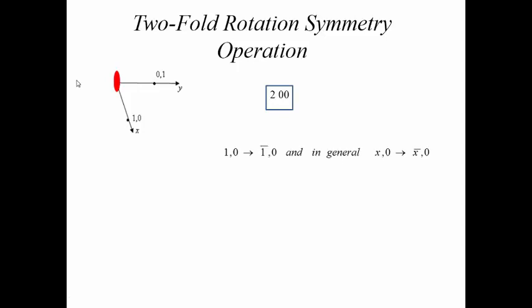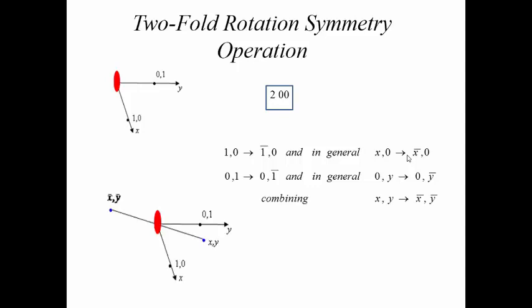So in general, we can have 1, 0 goes to 1 bar, 0, or x, 0 goes to x bar, 0. Similarly, 0, 1 goes to 0, 1 bar, and in general 0, y goes to 0, y bar, and we combine them, x, y goes to x bar, y bar. And we can see here, here's our x, y, here's our axes, and when we do the twofold, we come over here to x bar, y bar.